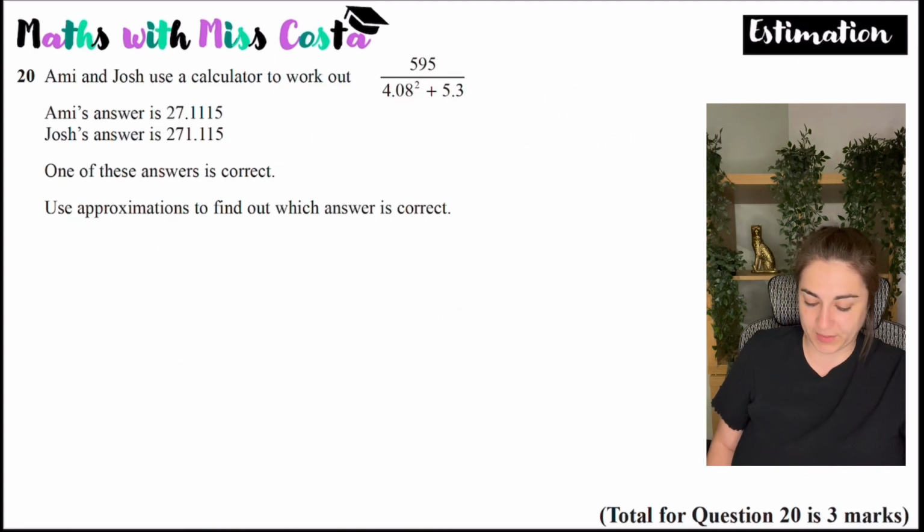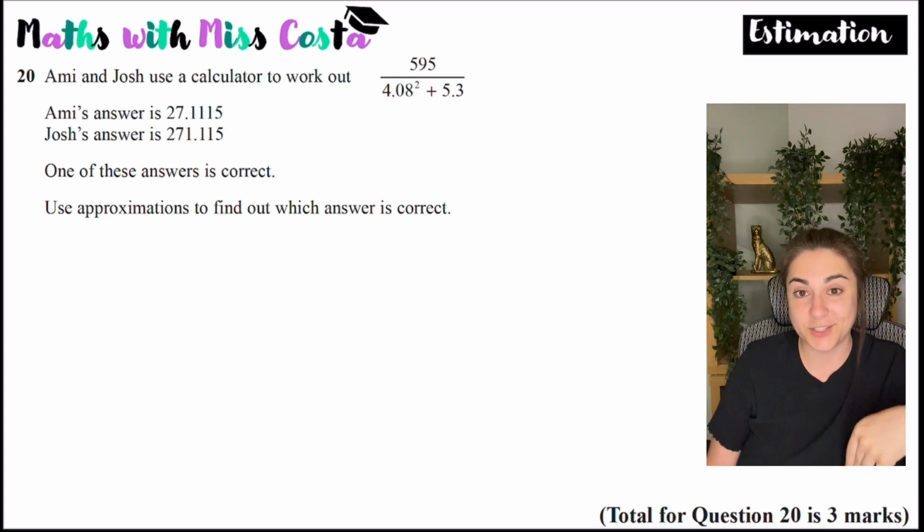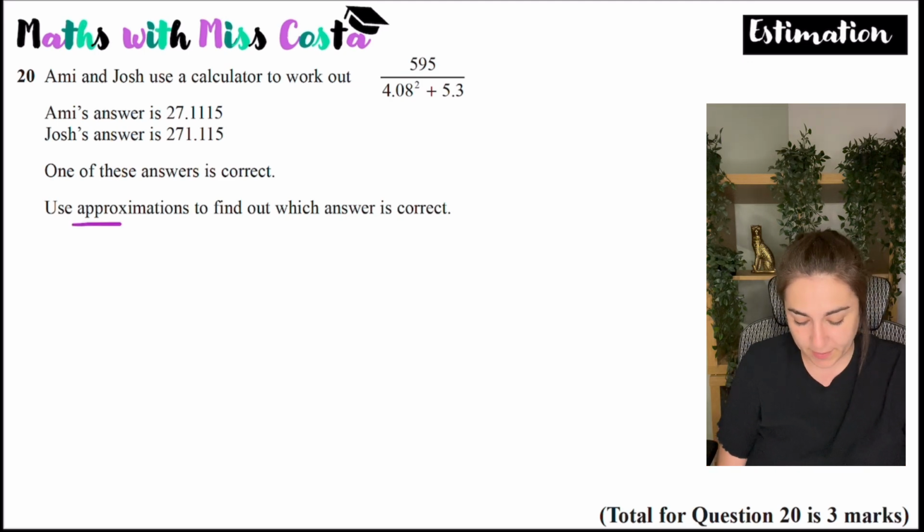Amy and Josh use a calculator to work out 595 divided by 4.08 squared plus 5.3. Amy's answer is 27.1115. Josh's answer is 271.115. One of these answers is correct. Use approximations to find out which answer is correct.